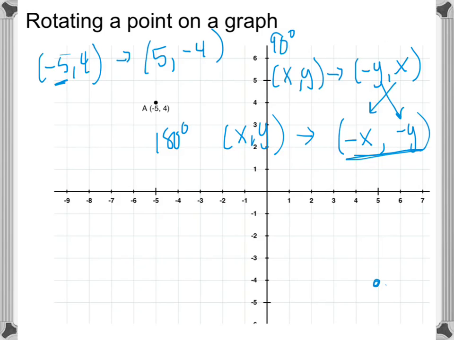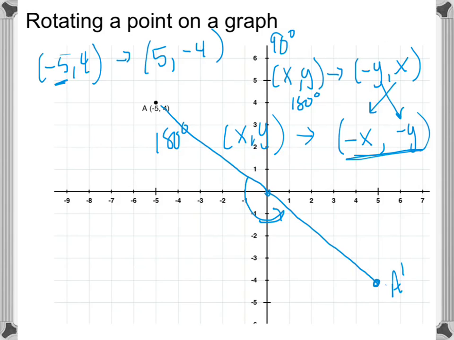+5, -4 would be here. And if you can see, remember, the check is to draw a line between the original point, the center of rotation, and the new point. So this is A prime and the center of rotation, and this angle should be the angle of rotation, which we said was 180 degrees.